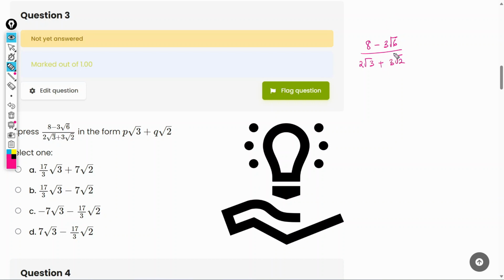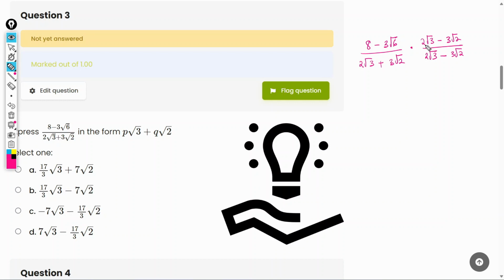We have to rationalize, which means we multiply the top and bottom by the conjugate of the denominator. So we multiply the bottom by 2 root 3 minus 3 root 2 and the top by the same thing. Essentially we're not changing the value of what we originally had, because you're multiplying by 1. Anything over the same thing would give you 1.